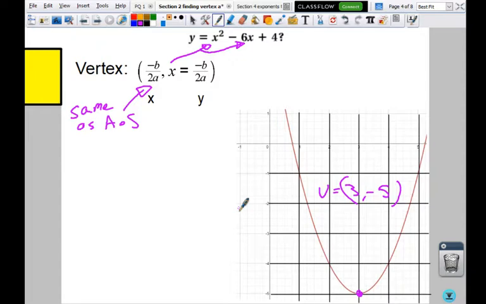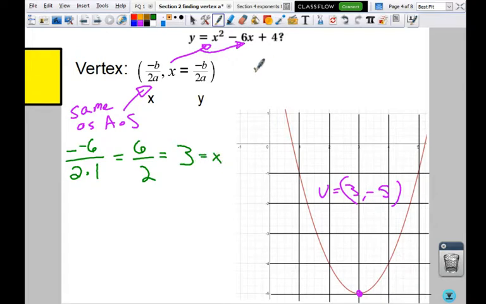So we're going to start by finding the axis of symmetry, because that's the exact same thing as the x in the vertex. So negative b over 2 times a. So negative negative 6 over 2 times 1. I think we actually just did this one. Negative 6 makes it positive. 2 times 1 is 2. 6 over 2 is 3. The x in my vertex is the same thing as my AOS.